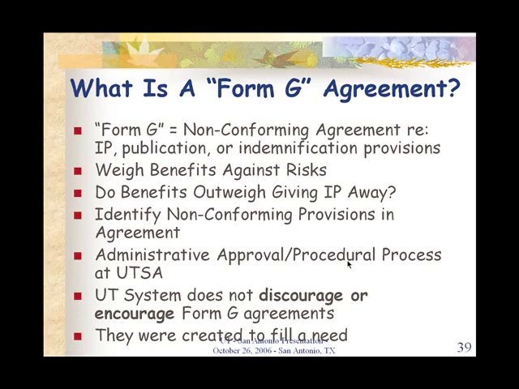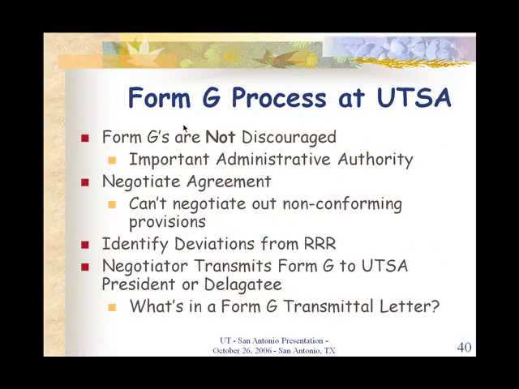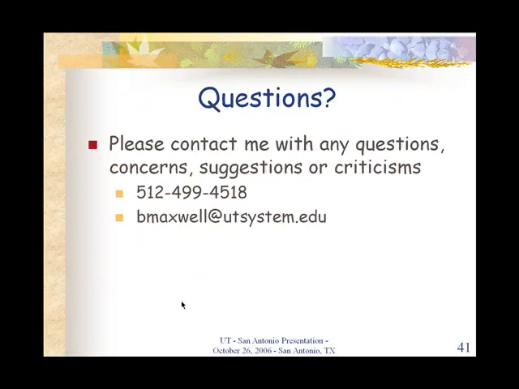The administrative approval procedural process of UTSA is essential. The UT System doesn't discourage or encourage these Form G agreements. They were created to fill a need. So these Form Gs are not discouraged. They're important to the administrative authority. For negotiating agreements, you can't negotiate out non-conforming provisions. You identify the deviations. The negotiator transmits the Form G. That's actually getting into things that we don't need to discuss.